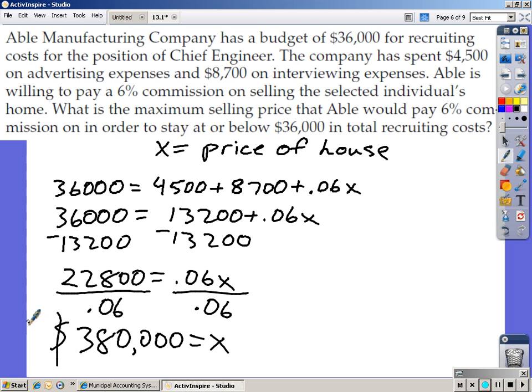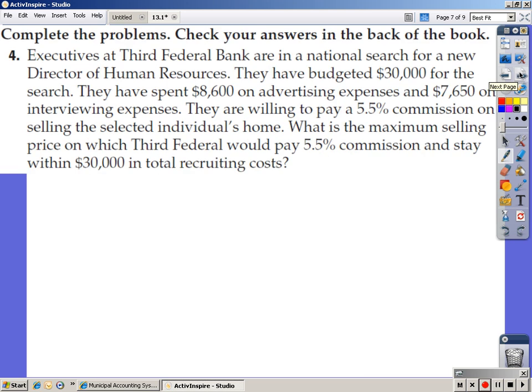All right, let's go ahead and look at the next problem. Okay, problem number 4. Press pause, work it out, play to resume.